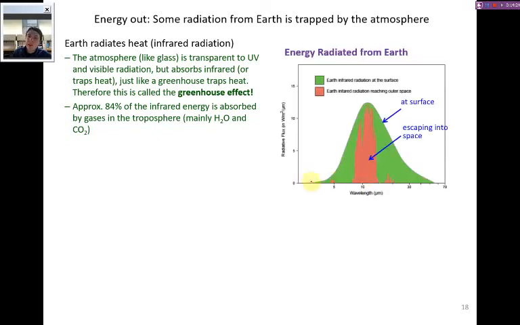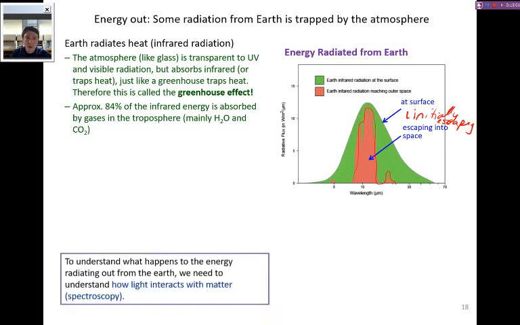So what we see is at the surface of the Earth, what is initially escaping is higher than what actually makes it out. What we see here is that some of the infrared radiation escapes into space. That's what is indicated here in this kind of salmon-y color. And the green indicates the light that essentially bounces back, is re-radiated back to the Earth.